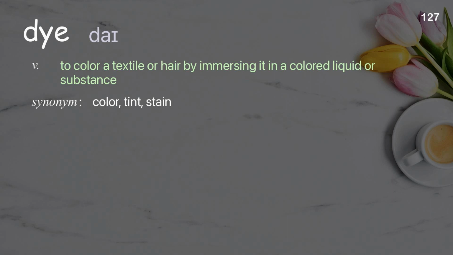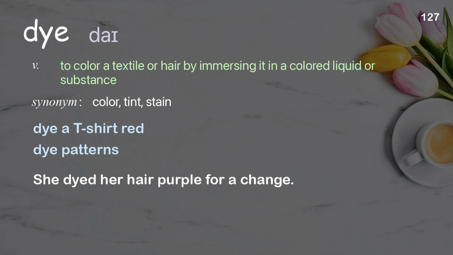Dye. To color a textile or hair by immersing it in a colored liquid or substance. Examples: dye a t-shirt red, dye patterns. She dyed her hair purple for a change.